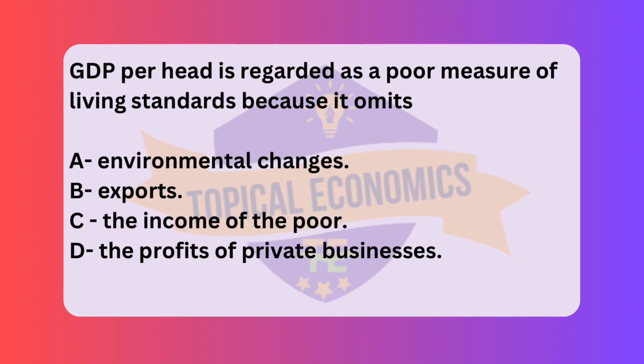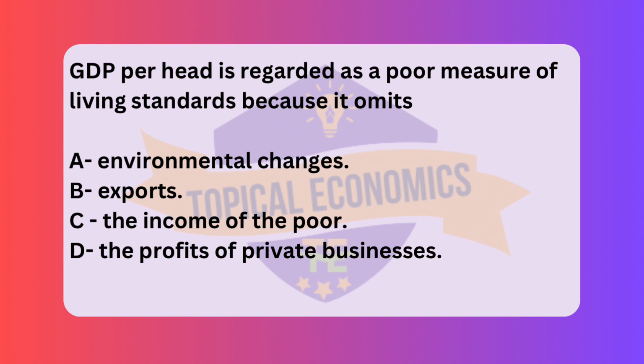Moving to question 28. GDP per head is regarded as a poor measure of living standards because it omits A. Environmental changes. B. Exports. C. The income of the poor. D. The profits of private businesses. This question is from year 2015 October-November version 3. The correct answer for this question is option A.